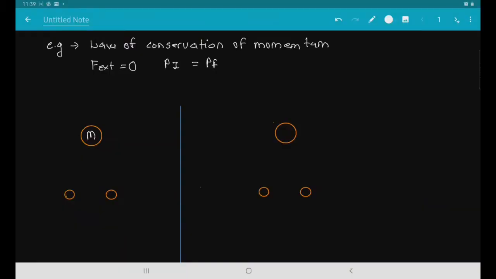Now let us see how this Lorentz transformation causes laws to be relative in inertial frames of reference. For that, let us take the law of conservation of momentum. As we know that in law of conservation of momentum, if external force is equal to 0, then the total initial momentum is equal to total final momentum. Now, to understand this, let us take an example. In this example, let us see first in S frame of reference. S frame is a stationary frame of reference.